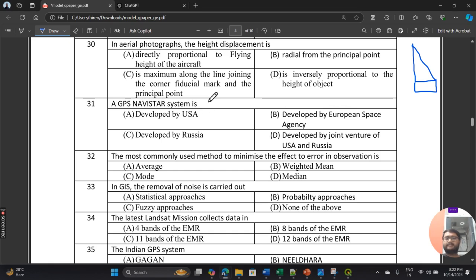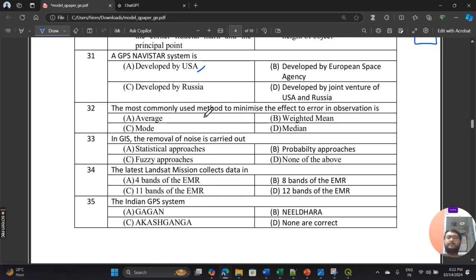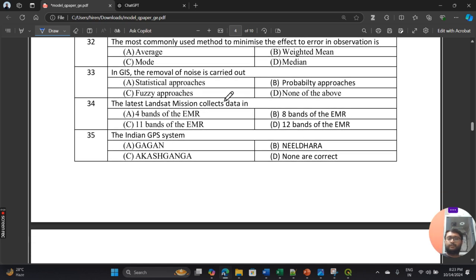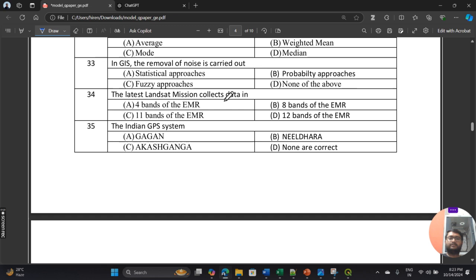GPS Navstar system is developed by USA. The most commonly used method to minimize the effect of errors in observation is weighted mean, but it's not part of survey. In GIS, the removal of noise is carried out using the, this is also something we haven't touched upon.